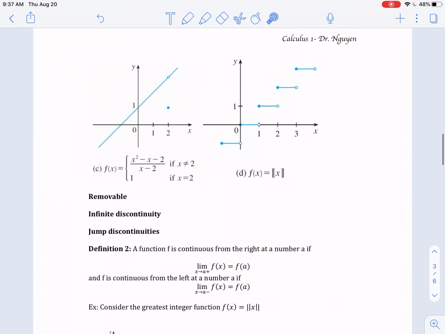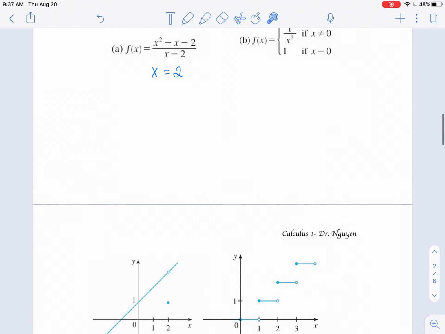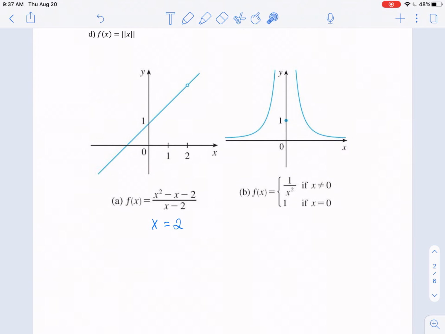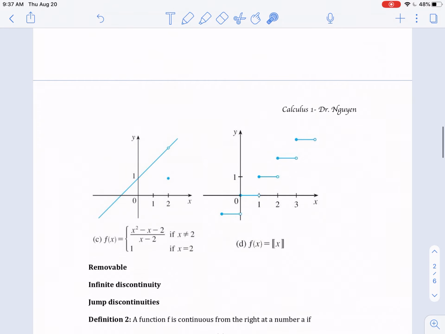Anyway, so you see that for parts A and C, we call them removable. Removable because if you remove those 2 points, then we are good. We have continuity. For part B, B is the infinite discontinuity. Now for part D, that's what we call jump discontinuities. So removable is A and C, infinite is B, and jump is D.